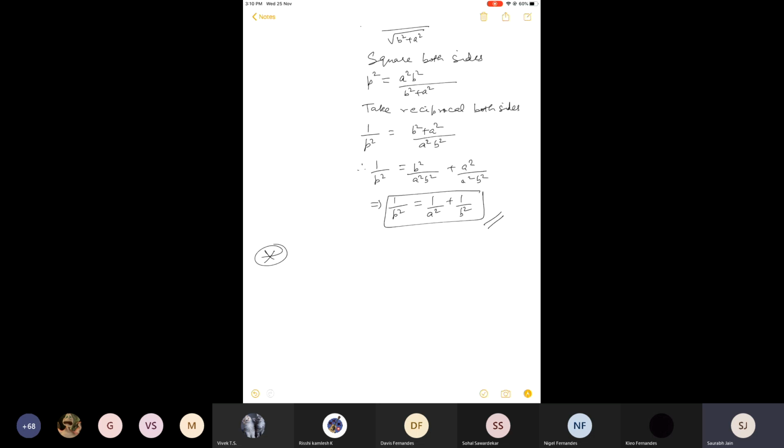Now finally, I'll take the last article of this chapter, which is distance between two parallel lines.